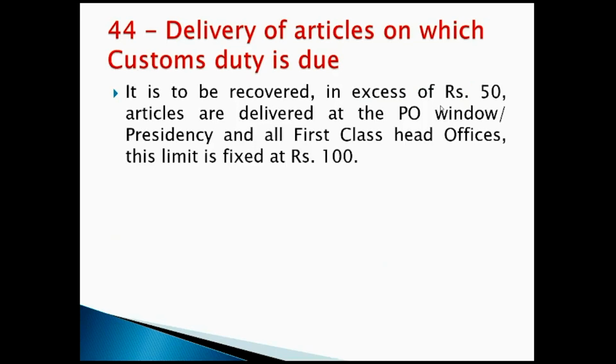In articles which bear any customs duty or anything else due to be paid, it will generally be recovered and then only the article will be delivered. So if more than rupees 50 is to be recovered, then the article will be delivered at the window. And in case of Presidency and all first class post offices, this limit is rupees 100.